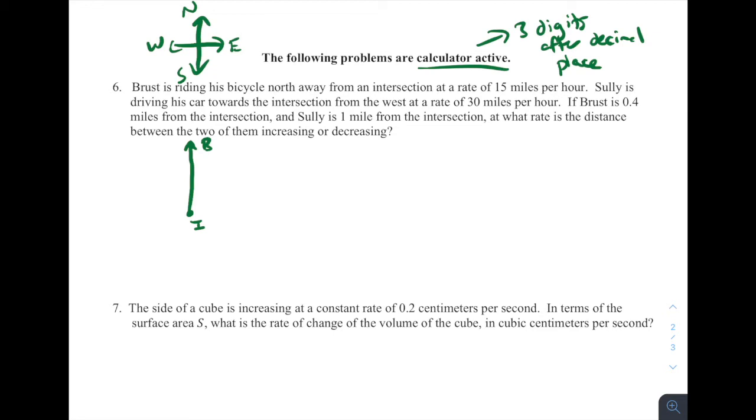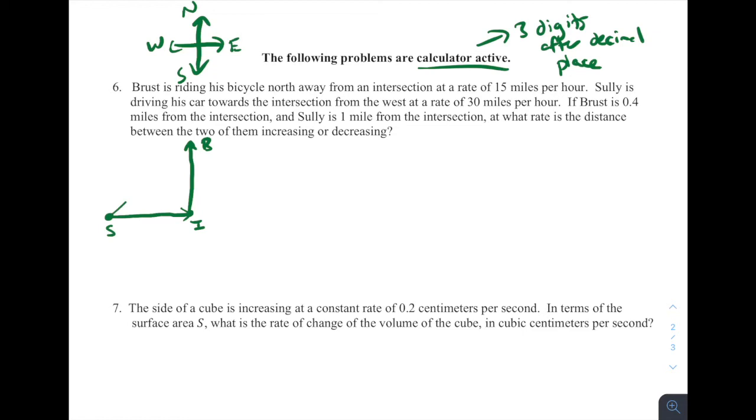Sully is driving his car towards the intersection from the west. So coming from the west, that's Sully. And Brust is 0.4 and Sully is 1 mile from the intersection. At what rate is the distance between the two of them increasing or decreasing?